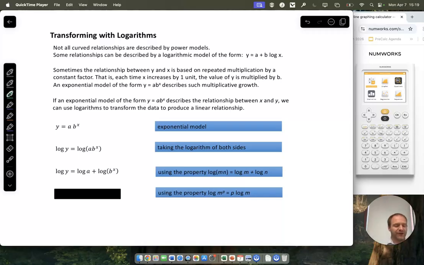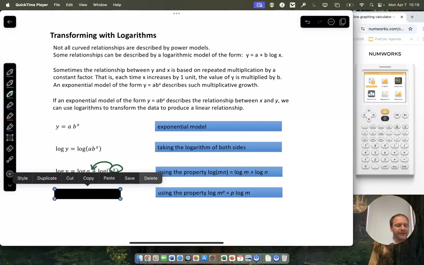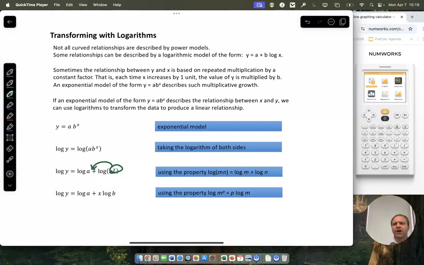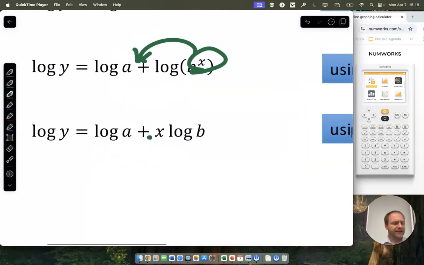But wait a minute, we don't like that power there. We want to bring that down using our power property. And so log of y equals log of a plus x times the log of b. You may go, well, there's a lot of logs on that right-hand side. Sure, but I want you to realize something. b is a constant. So this right here is going to be a number.